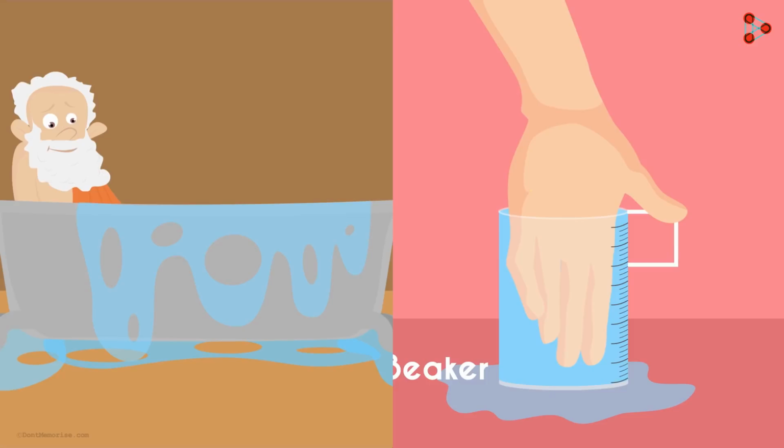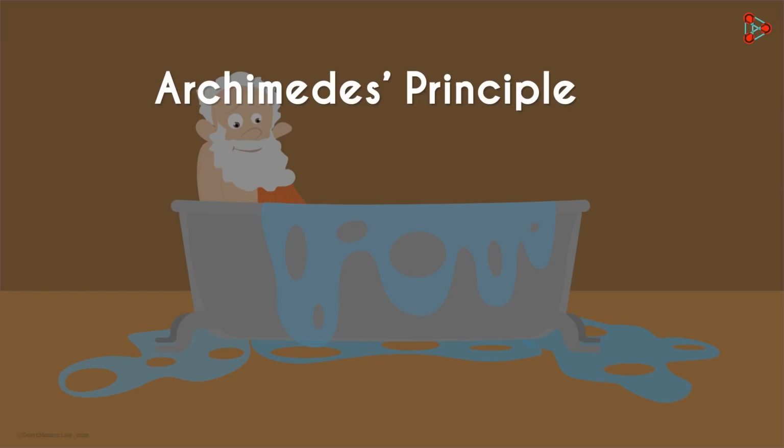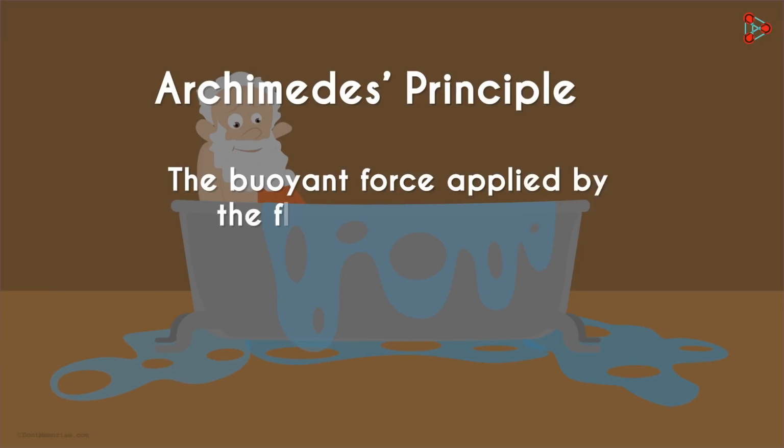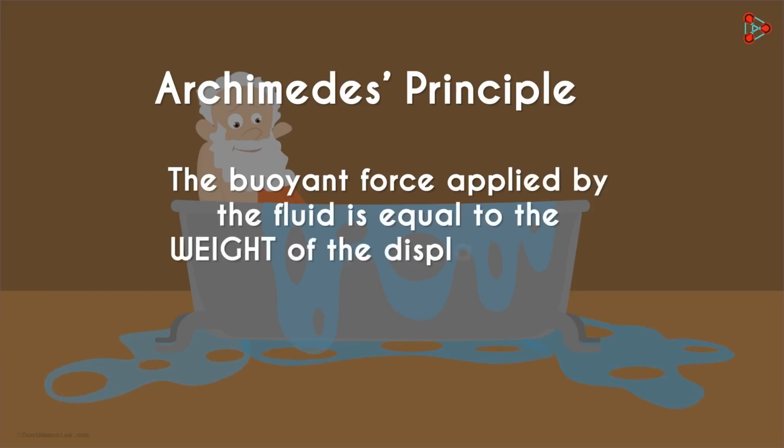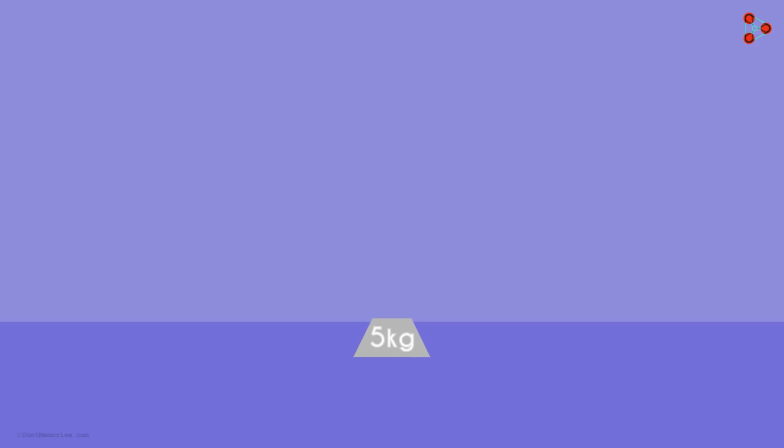In our previous videos, we've seen that when an object is placed in or on the fluid, it exerts a buoyant force on it which acts upwards. The Archimedes Principle goes just one step further in saying that the buoyant force applied by the fluid is equal to the weight of the displaced fluid. We can take a simple example to understand this.